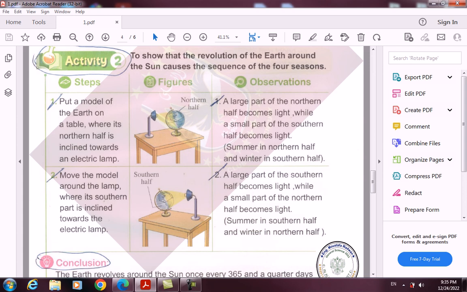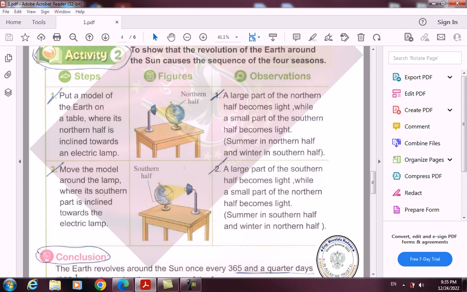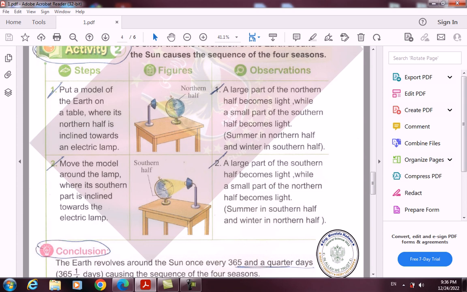Okay, so if we do the other way around, move the model around the lamp, where the southern part is inclined towards the electric lamp, what will happen? A large part of the southern half becomes light, while a small part of the northern half becomes light. So this means that it is summer in the southern half and winter in the northern half.